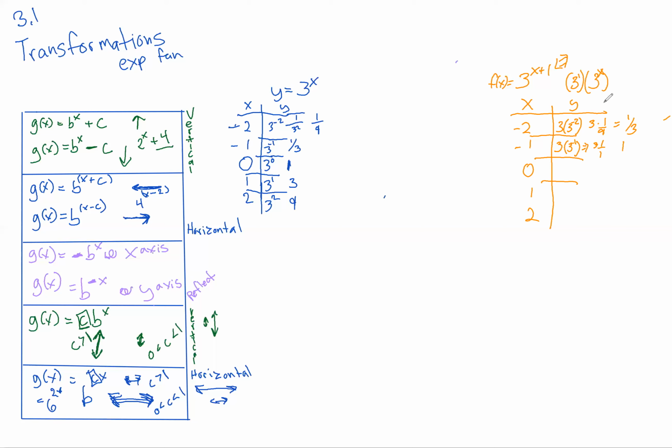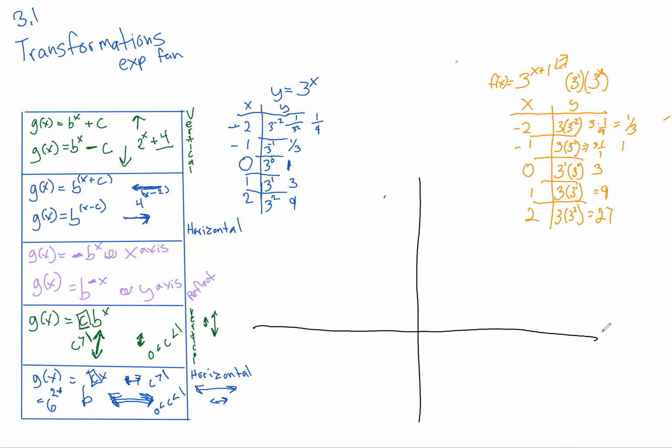X -1, y 1. Now 3 to the first times 3 to the 0. Anything to the 0 power is 1. So 1 times 3 is 3. And then 3 times 3 to the first is 9. X 1, y 9. 3 times 3 squared is 27. Now let's plot this and see what we get.